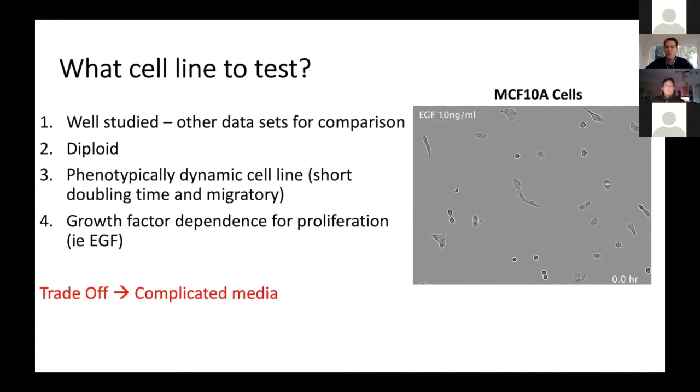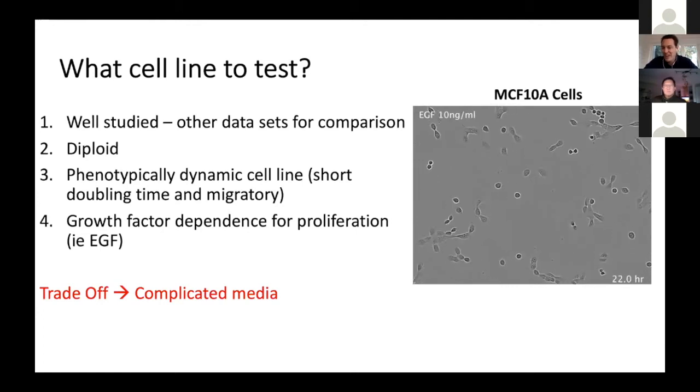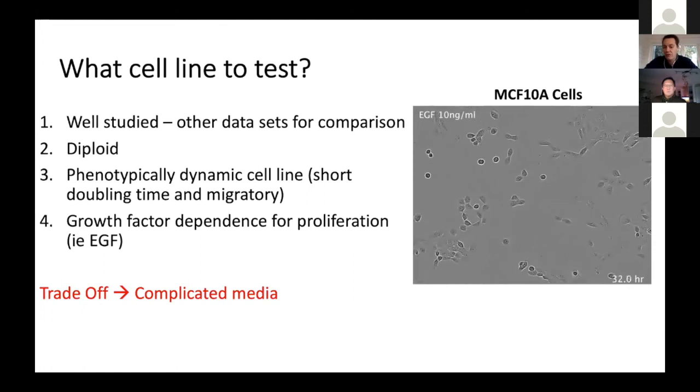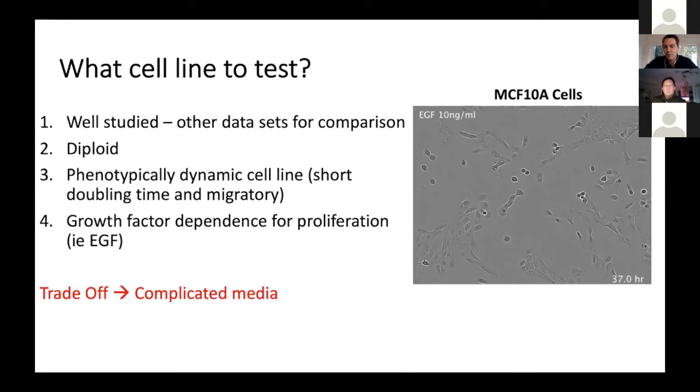In addition, they're quite dynamic in their movement. So I can show a movie here showing the cells as they go about migrating across the plate. And you also see the frequent division of the cells. And so in trying to understand what the molecular correlates of this behavior are, it is very helpful to have this sort of behavior for a cell line.